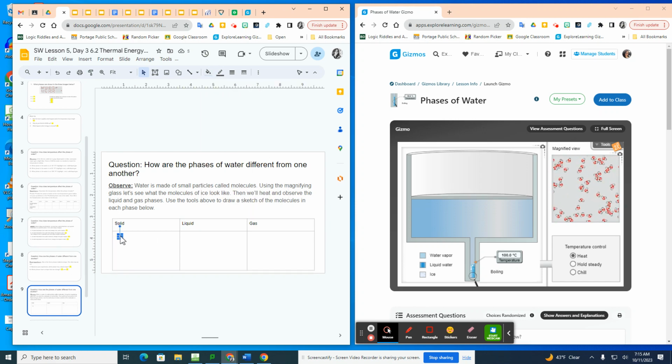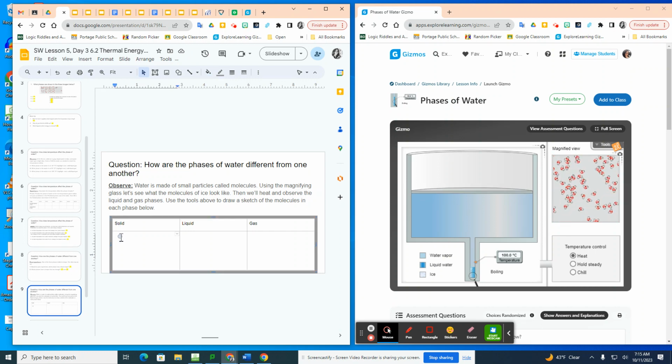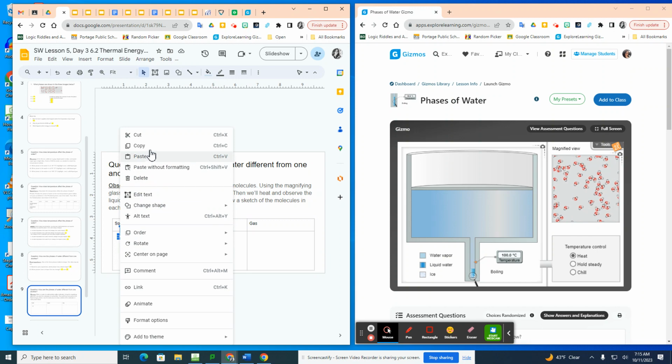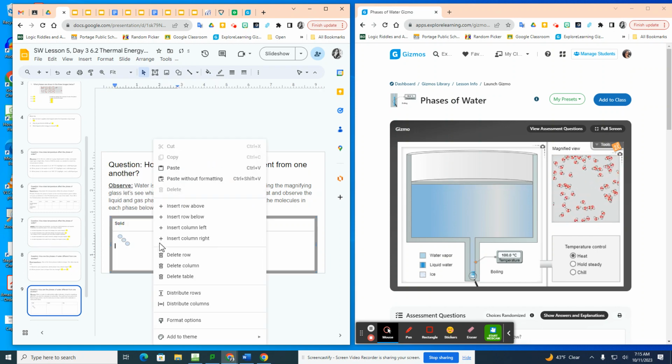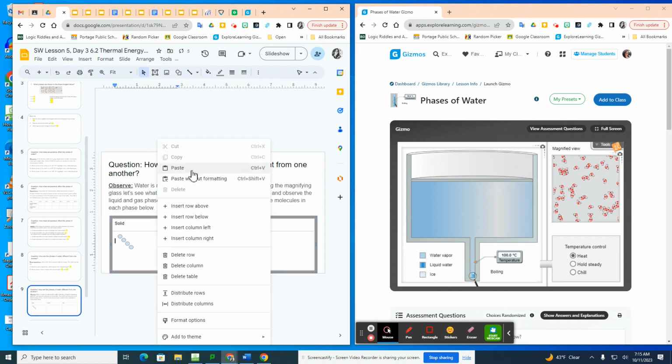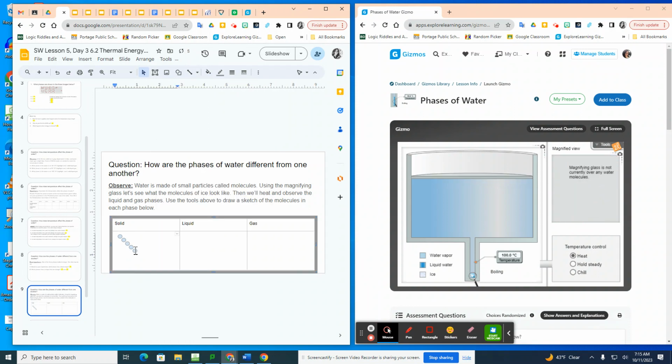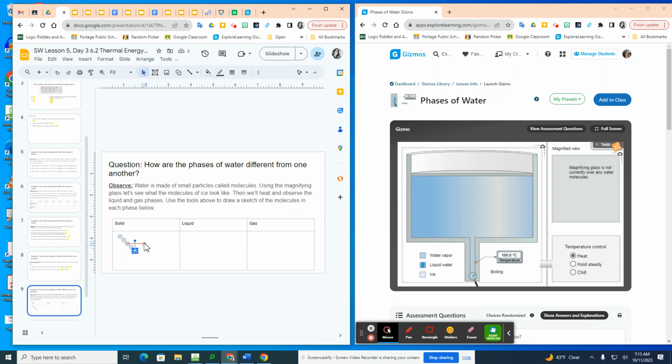and there it is. Now, easy way to do this, so you don't have to keep drawing all the circles, is to just copy and paste. So 2 fingers in the middle, and you're going to copy. You'll just keep pasting until you get a bunch of particles. And then you're going to have to arrange them in ways that would match what a solid looks like, what a liquid looks like, and then what a gas looks like.